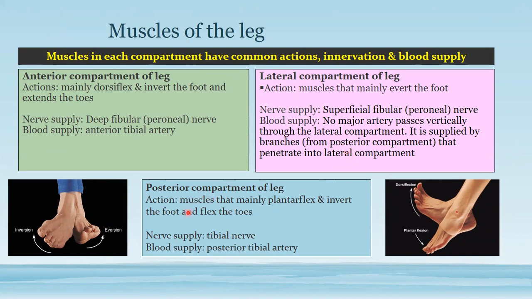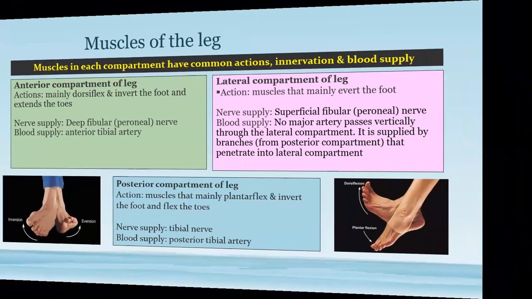And for the posterior compartment of the leg, the muscles mainly plantar flex, invert the foot, and flex the toes. The blood supply for the posterior compartment is by the posterior tibial artery, and the innervation is by the tibial nerve. We have two tibial arteries: the anterior tibial artery, which is for the anterior compartment, and the posterior tibial artery, which is for the posterior compartment of the leg.